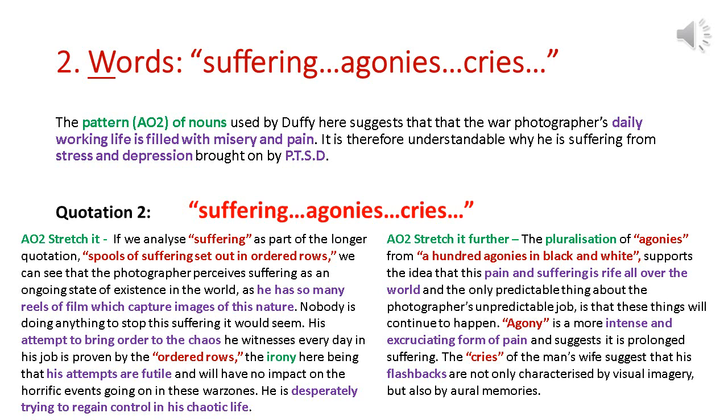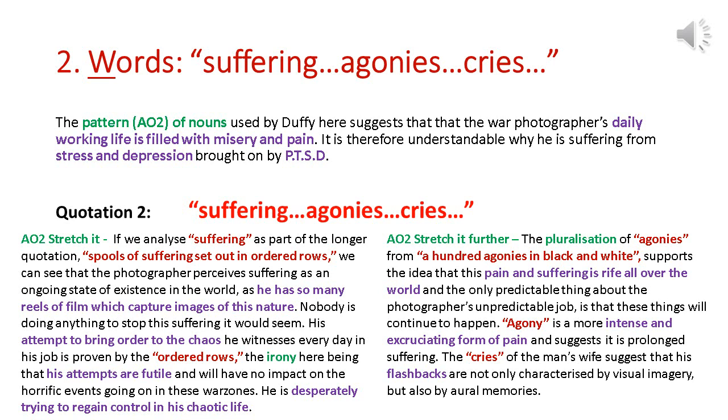If you wanted to talk even further about another one of these words, you could look at the pluralization of agonies from "100 agonies in black and white". And that further reinforces the idea that this pain and suffering is rife. There's so much of it all over the world. The only predictable thing about the photographer's unpredictable, chaotic job is that these things will continue to go on in the world. So he knows that he will always have a job as a war photographer because unfortunately wars will always continue.